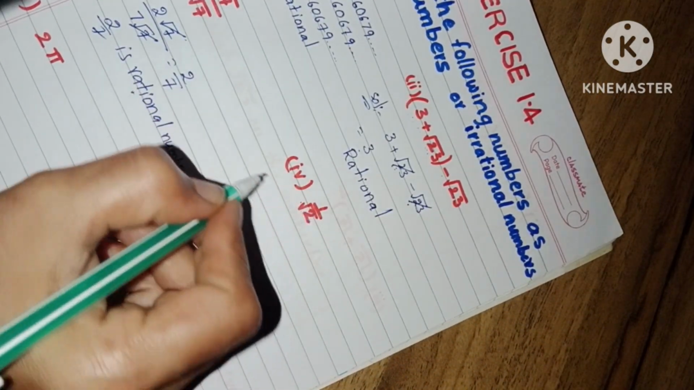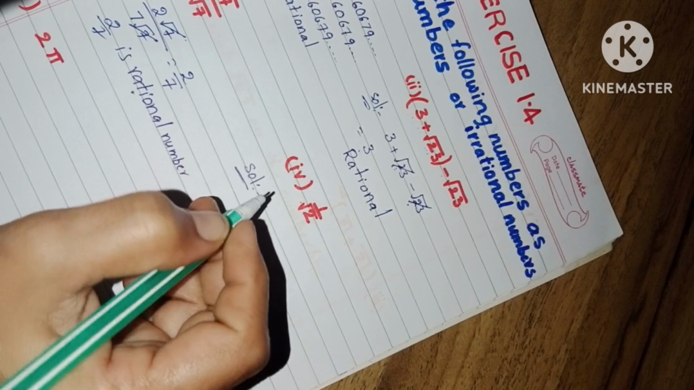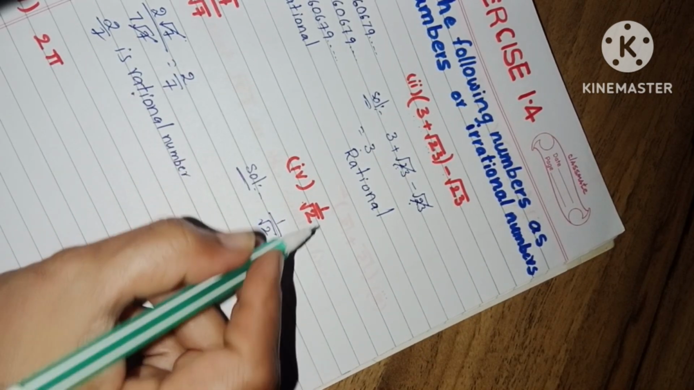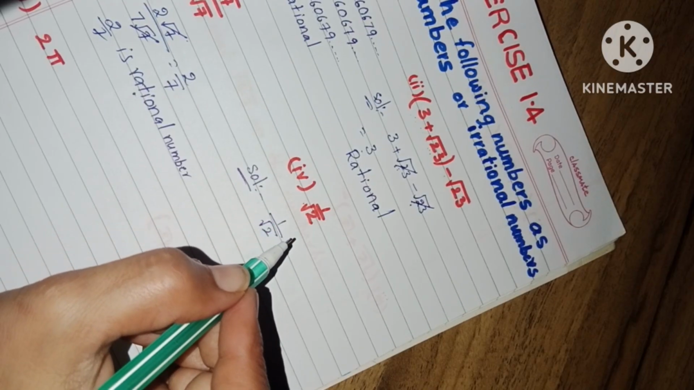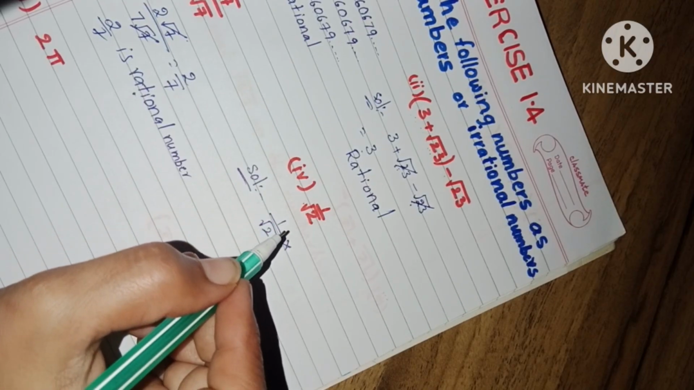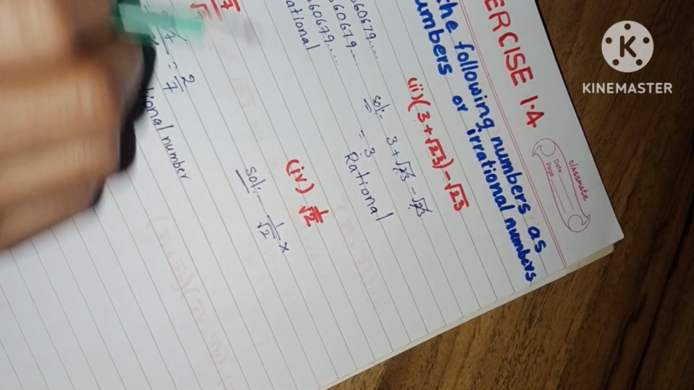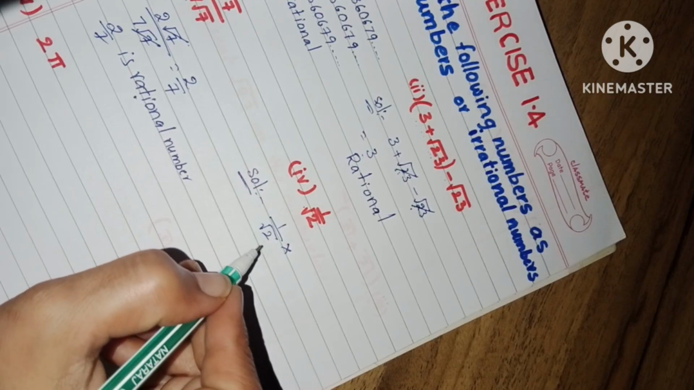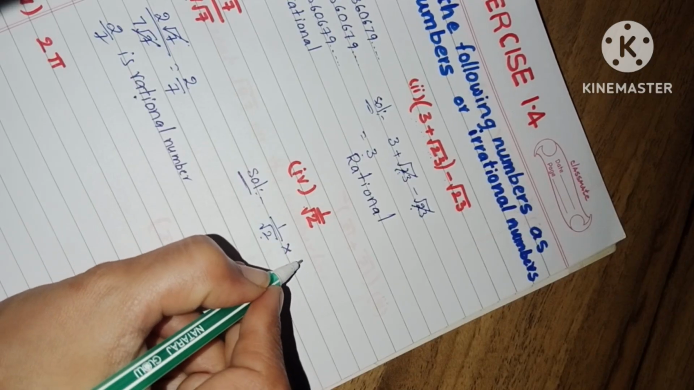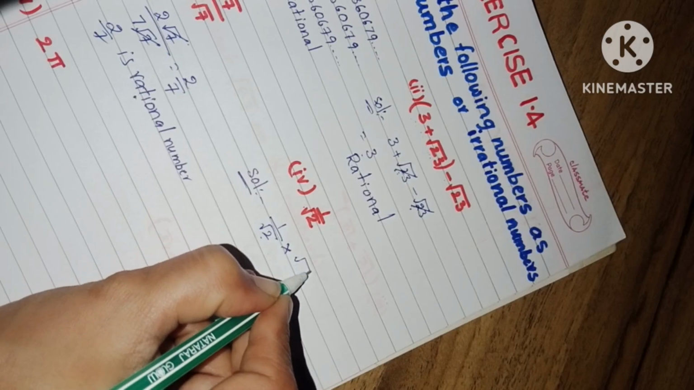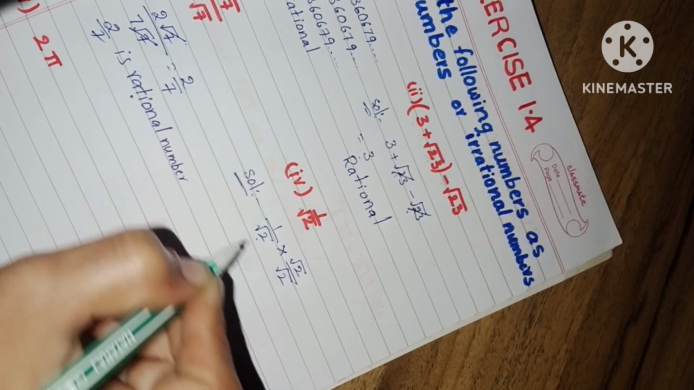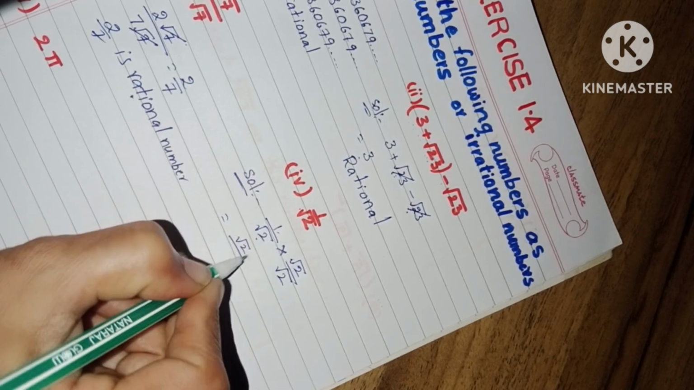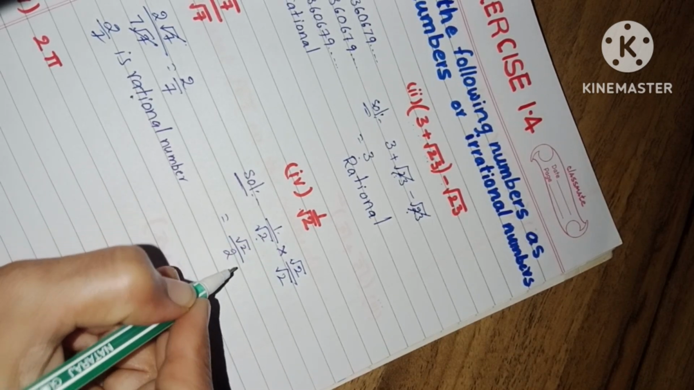Look at the fourth one, 1 by root 2. The given value is 1 by root 2. To classify the given value as rational or irrational, we have to rationalize the denominator. The rationalizing factor of root 2 is root 2. So multiply both the numerator and the denominator by its rationalizing factor. So 1 times root 2 is root 2 by 2. Root 2 times root 2 is 2.